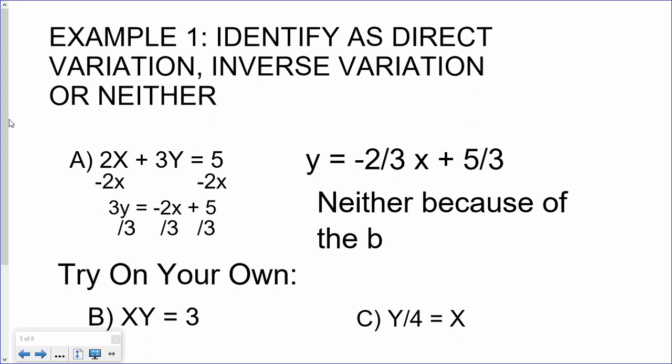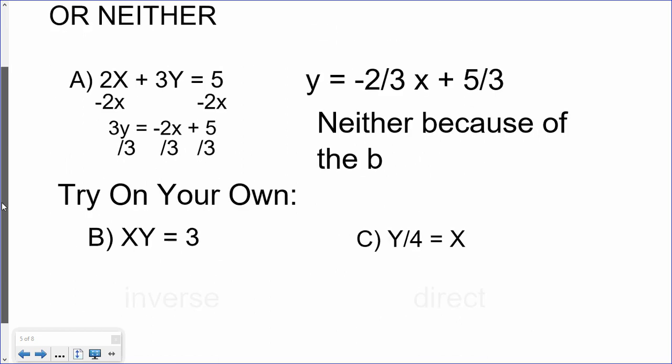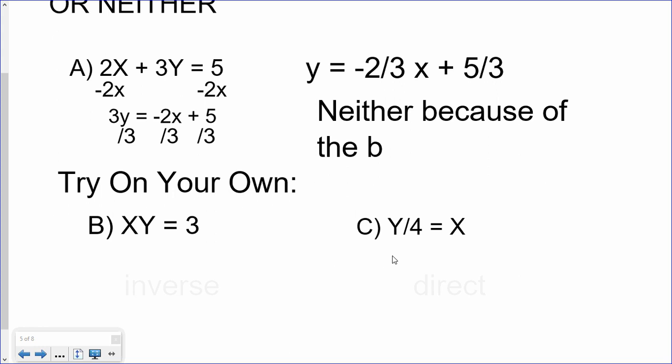Now you're going to go ahead and try these two. You're going to have to get y by itself to be able to tell which one it is. If it looks like the equation for an inverse variation where you have a number over x, then it's an inverse variation. If it looks like a number times x, that's a direct variation. So go ahead and give these two a try.